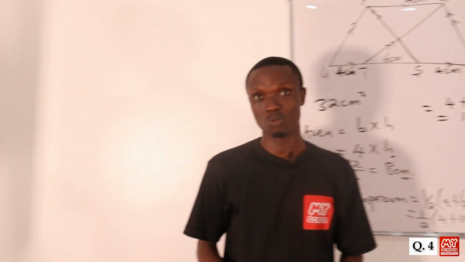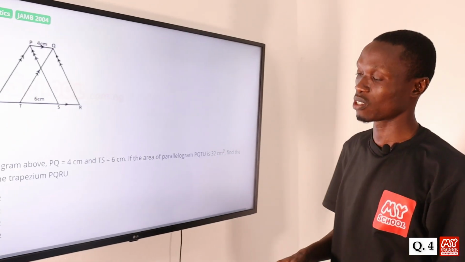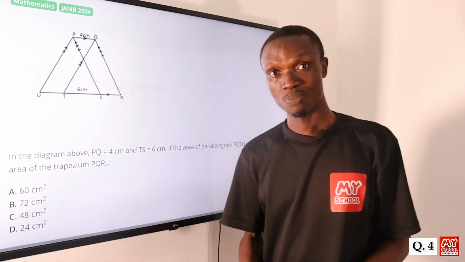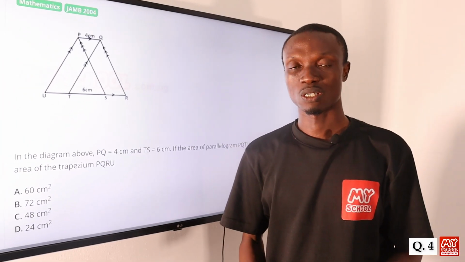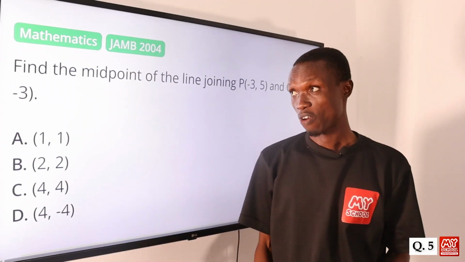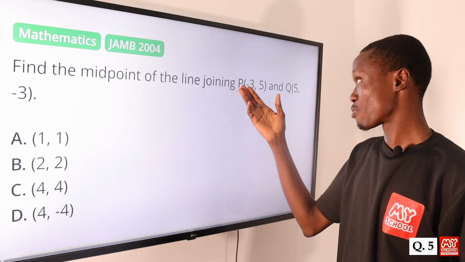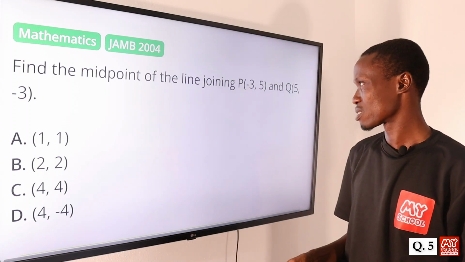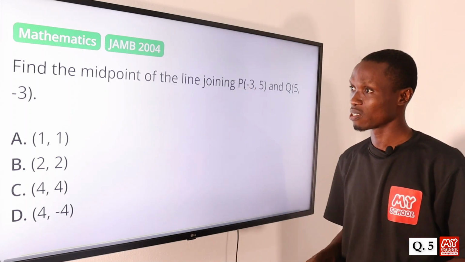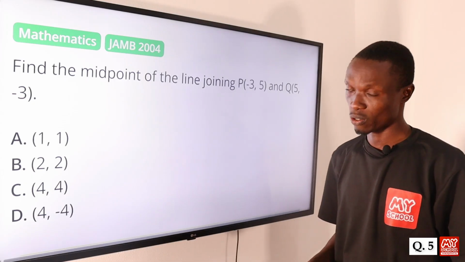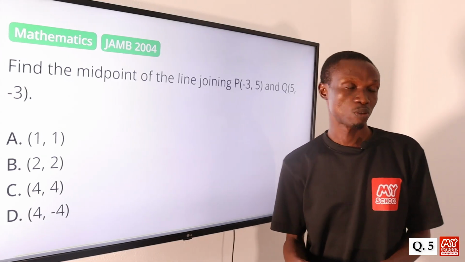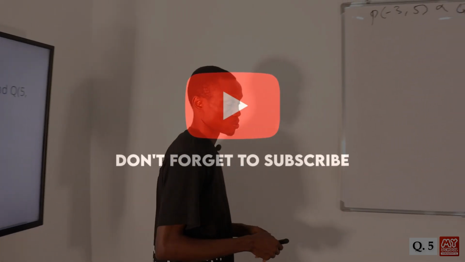So let's return to the screen to pick the correct answer to this question, and that is option B, 72 centimeters square. Question 5. Find the midpoint of the line joining P and Q. The coordinates of point P are -3 and 5, and that of Q is 5 and -3. So let's move over to the board to provide the answer to this question.